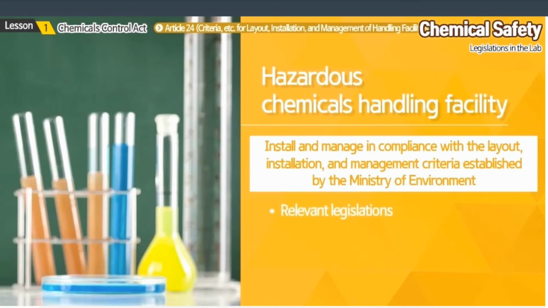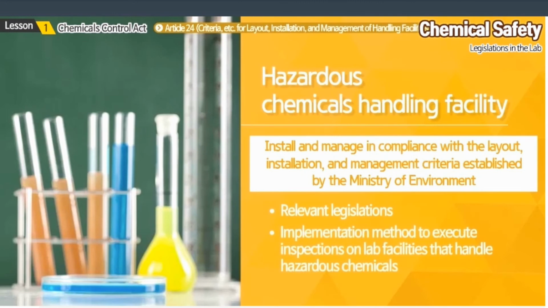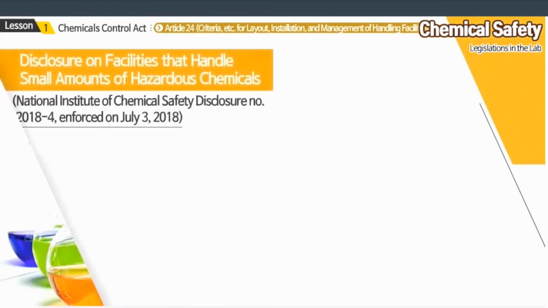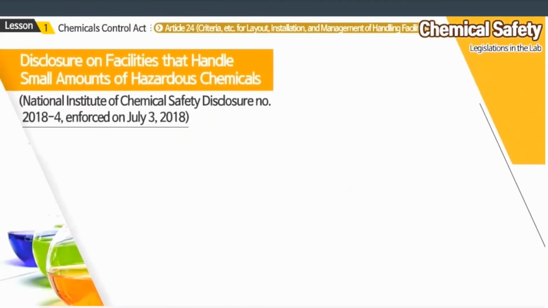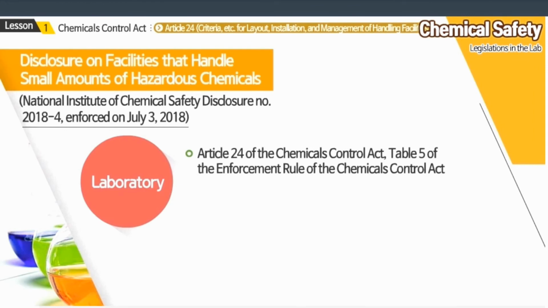Here, labs can look to the implementation method to execute inspections on lab facilities that handle hazardous chemicals for reference. According to the disclosure on facilities that handle hazardous chemicals in small quantities, laboratories do not fully satisfy the criteria for facilities that handle hazardous chemicals as specified in Article 24 of the Chemicals Control Act and Table 5 of the Enforcement Rule of the Chemicals Control Act.